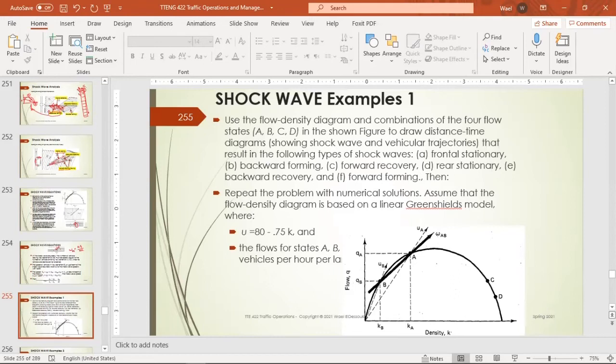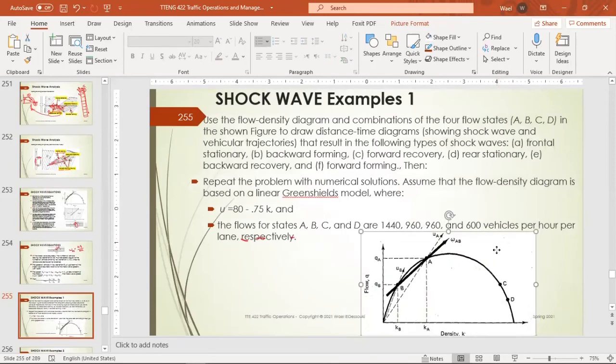Assume that the flow density diagram is based on a linear Greenshields model, where U, that's the speed, equals 80 minus 0.75 multiplied by K. The flows for states A and B are in vehicles per hour. Hold a second. Here it says that the flows for states A, B, C, and D are 1440, 960, 960, and 600 vehicles per hour per lane, respectively. Okay, so let's try to solve this problem.